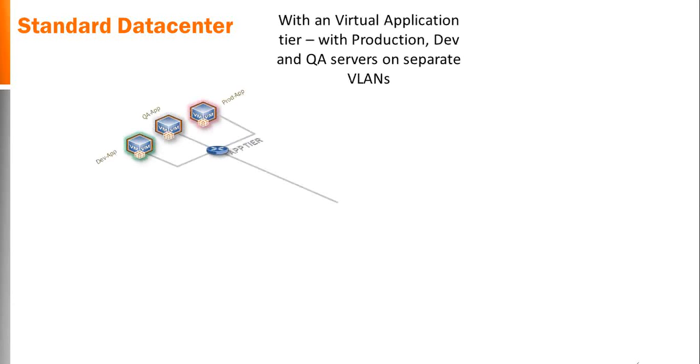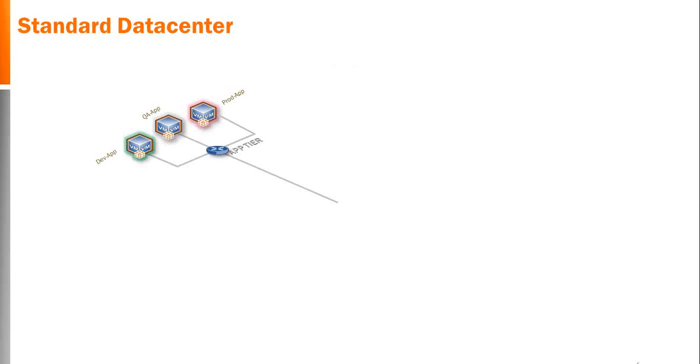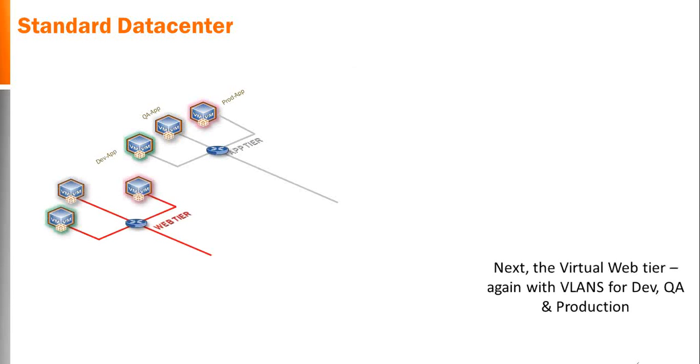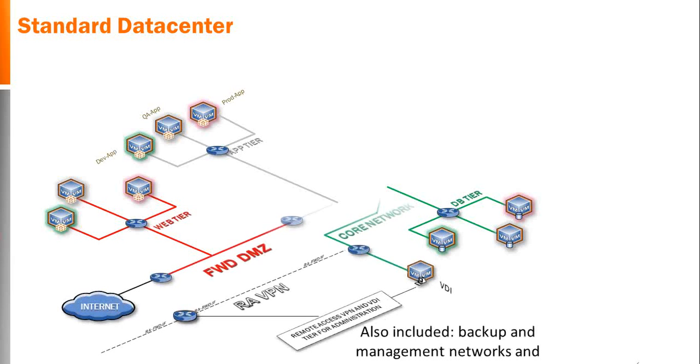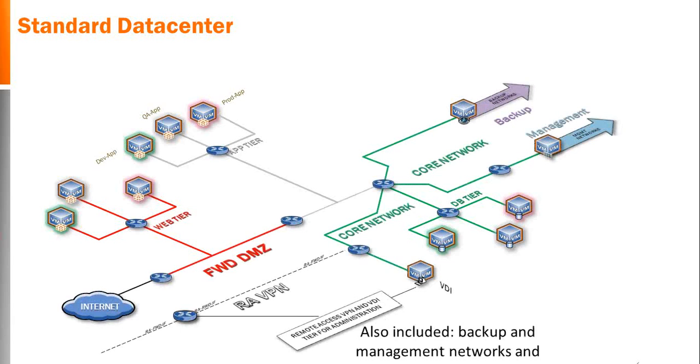They had an application tier with production, development, and QA servers, all of which were virtualized, with all the appropriate VLANing in place. They had a virtual web tier, again with VLANs for development, QA, and production. A database tier, and this is looking like every other generic database presentation you've seen before. They of course included backup and management networks, again with everything virtualized as much as possible. So they now have what's essentially a software data center except for all the networking components.